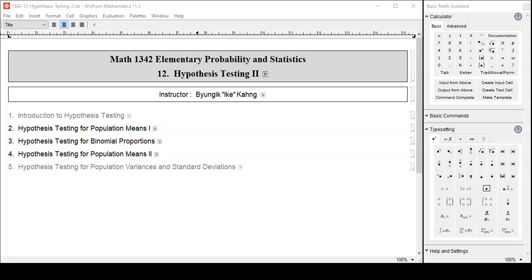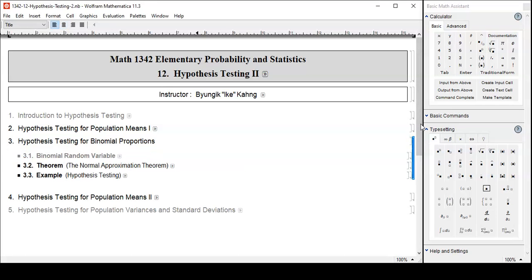Hello students, welcome back. Now let's go to section 3, hypothesis testing for binomial proportions. This time we'll cover it with critical value theory. Critical value method, excuse me. Binomial proportions. Now what is a binomial random variable?